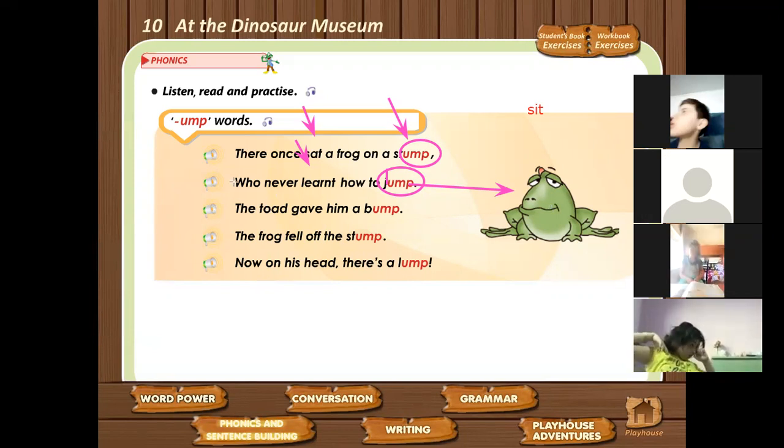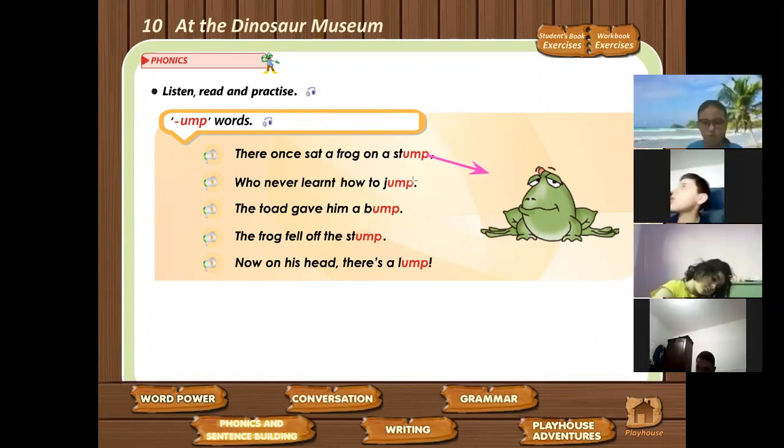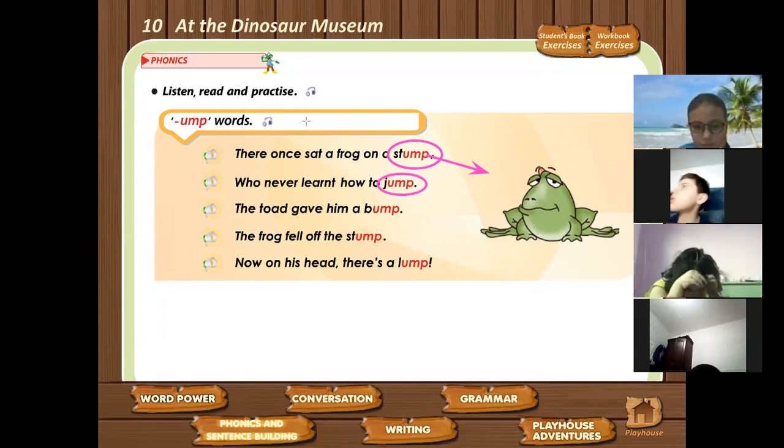Let's go to Natalie. Yalla, ya Natalie. Stomp. Again, ya Natalie. Stomp. Say stomp. Okay. Jump. Jump, what do you mean by jump? Yeah, to leap. Excellent. The frog sat on a stump, meaning, miss, the trunk of a tree. Okay, let's make a circle for the stump again. And who never learned how to jump? Learned means learned, from learn.